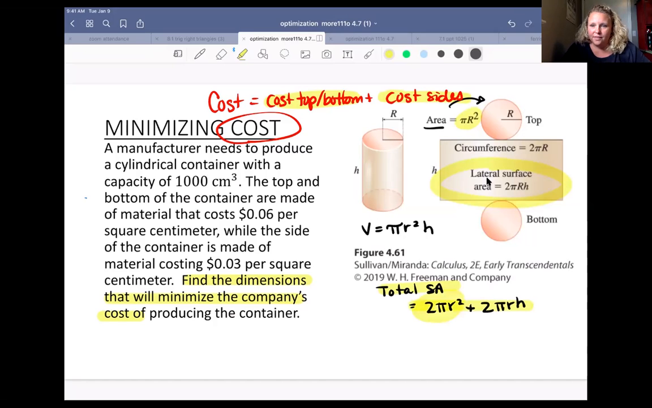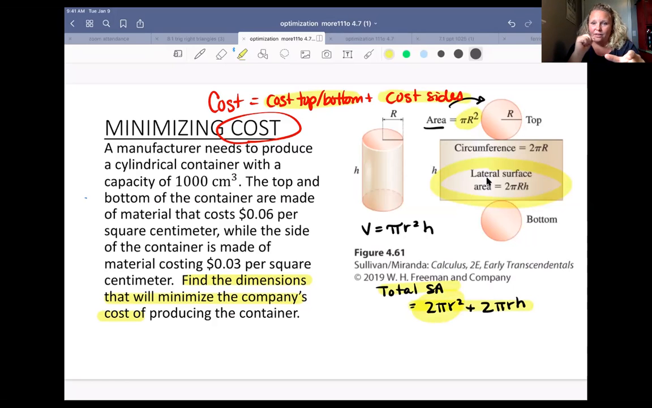The lateral surface area, lateral means sides, that's the surface area. Again, if you could imagine, I know you all know what a can of soup is. Not a bag of ramen, an actual can of soup. If you took the label off, it would be a rectangle. And that rectangle's area would be 2 pi r, that's the circumference of the circle, times height.